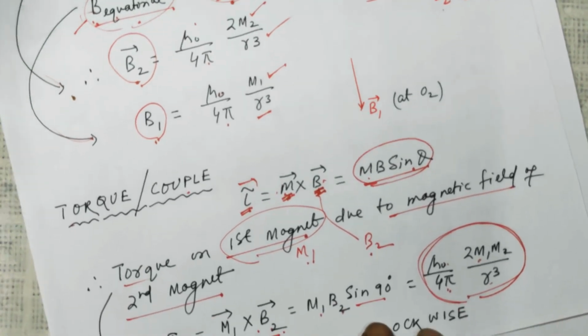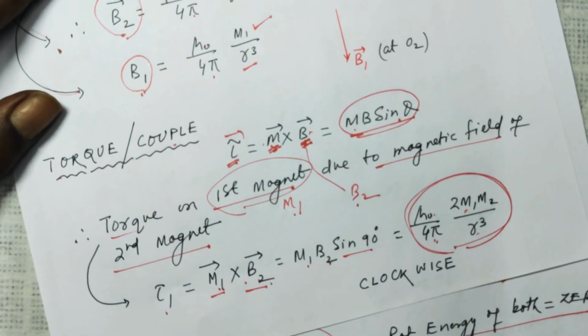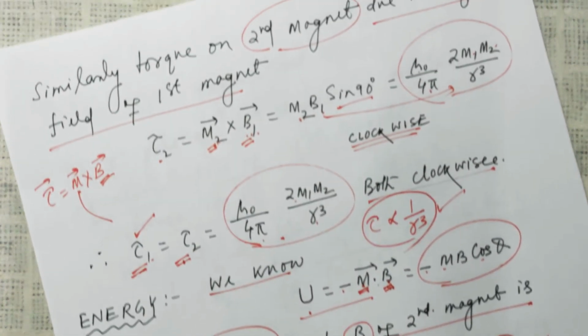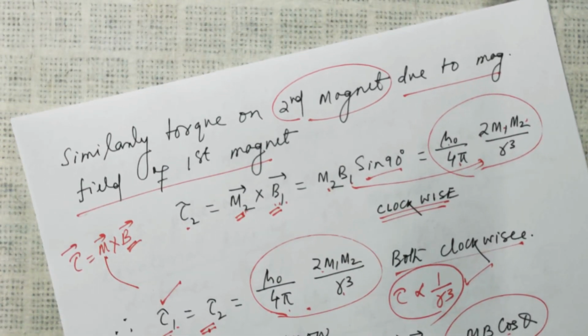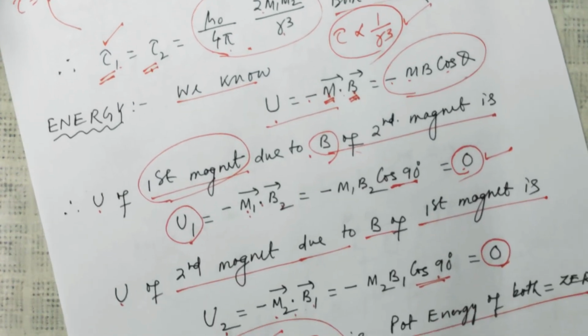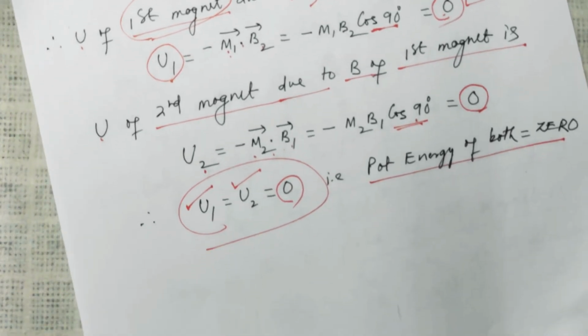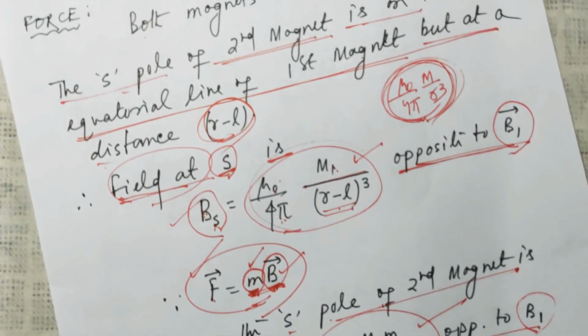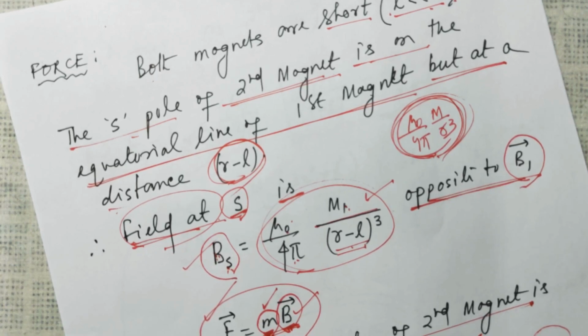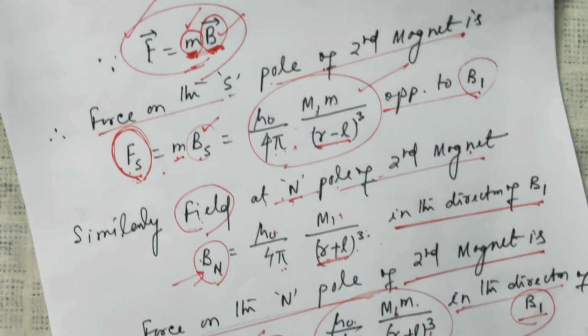But I tell you time and again, this is not for your school or board examination. This is only for your JEE Main and Advanced examination. The only thing that you have to remember is the final expression and how it is proportional to the distance, how the energy is equal to 0, and how the force is inversely proportional to r to the power 4.